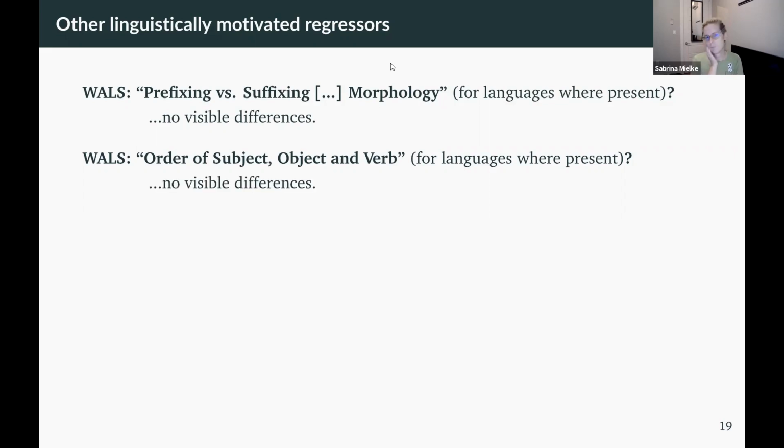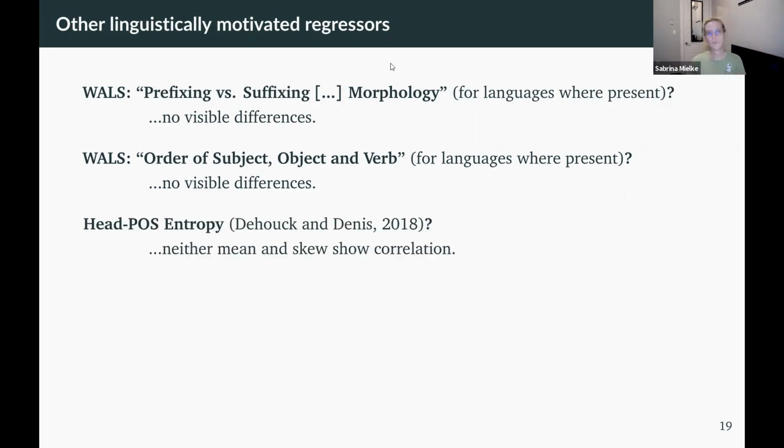Maybe? No, nothing there. What about head part of speech entropy? This was like some metric someone proposed for morphological complexity, and it corresponded well with parsing difficulty. And we were like, hey, this could be something, right? Nope. Also no correlation, or at least, yeah, none that was statistically significant.